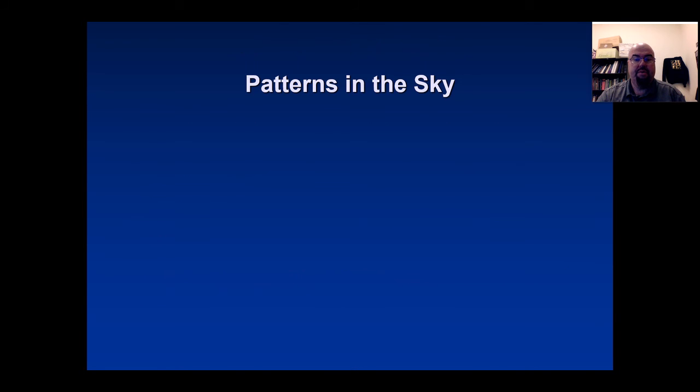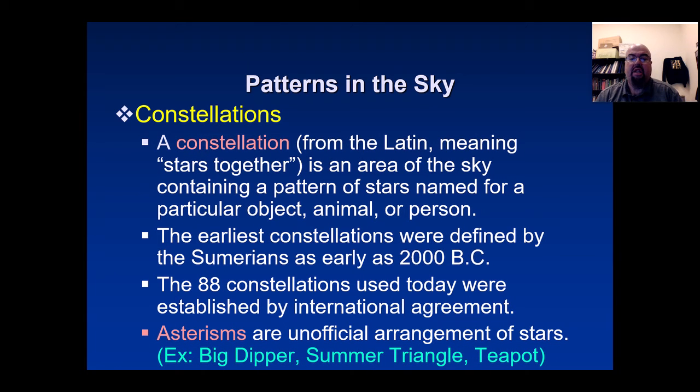All right, so next thing we have are constellations. Constellations, from Latin meaning stars together, is an area of the sky containing a pattern of stars named for a particular object, animal, or person. The earliest constellations were defined by the Sumerians as early as 2000 BC. Today they have been formalized by the International Astronomical Union, IAU.